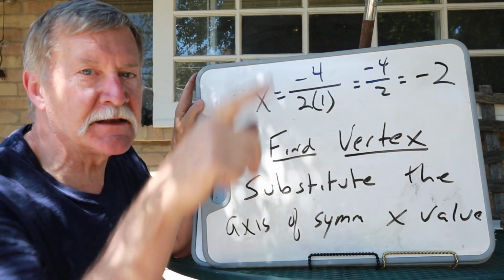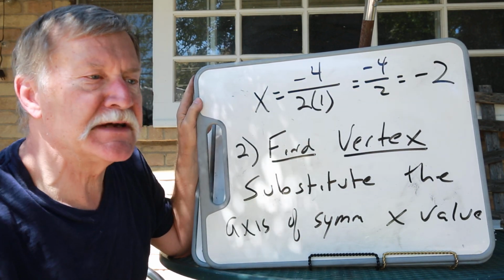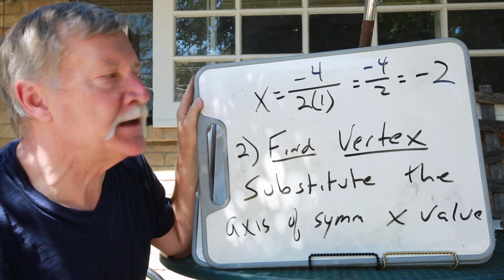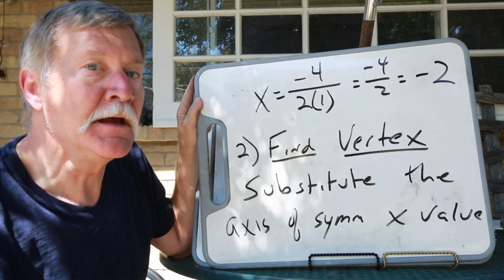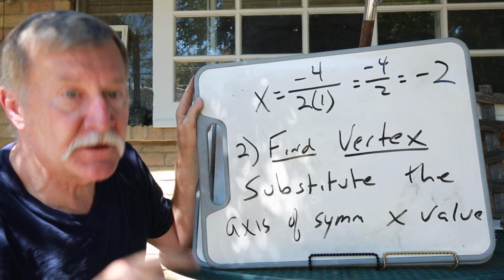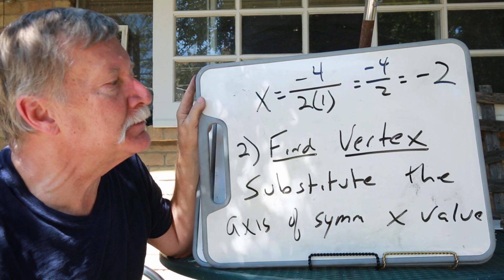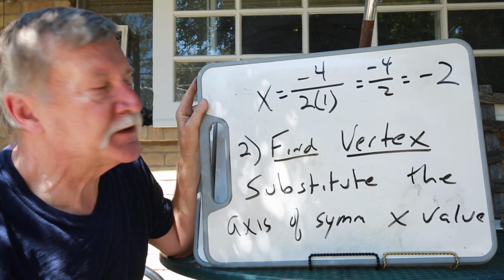This gives us a dotted line that is vertical, and our parabola is going to be exactly cut in half by that line. Next, we find the vertex point. And that goes back to our very first video lesson about the vertex being the maximum or the minimum. That becomes a very important point on the graph.